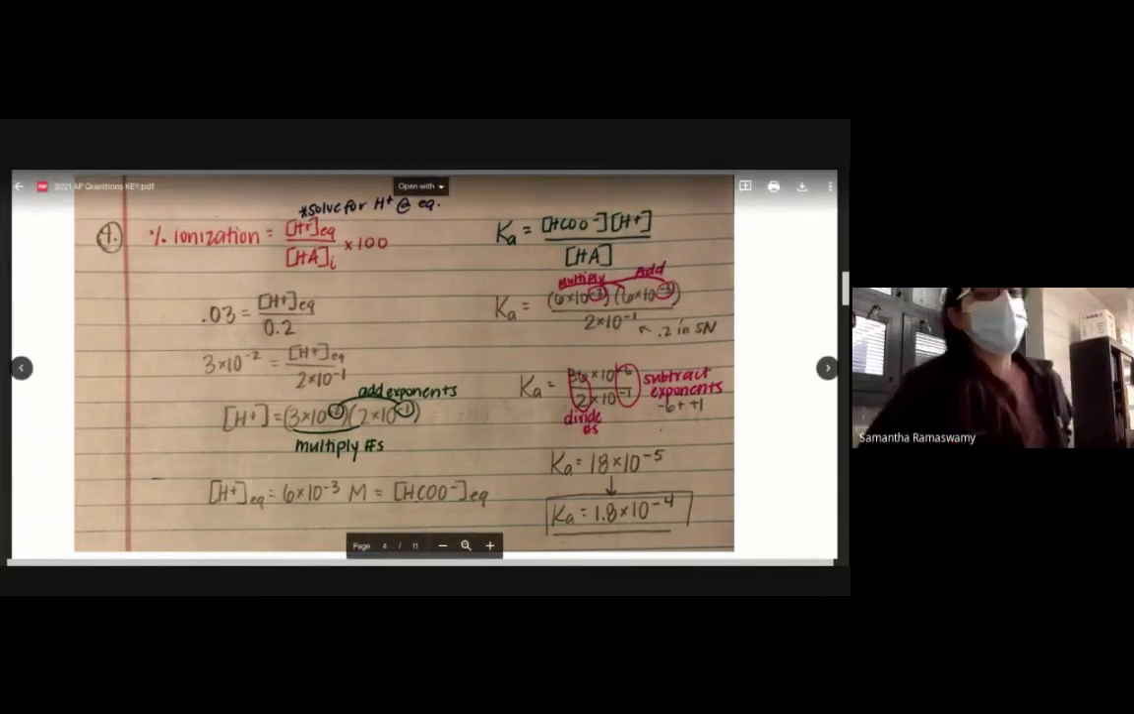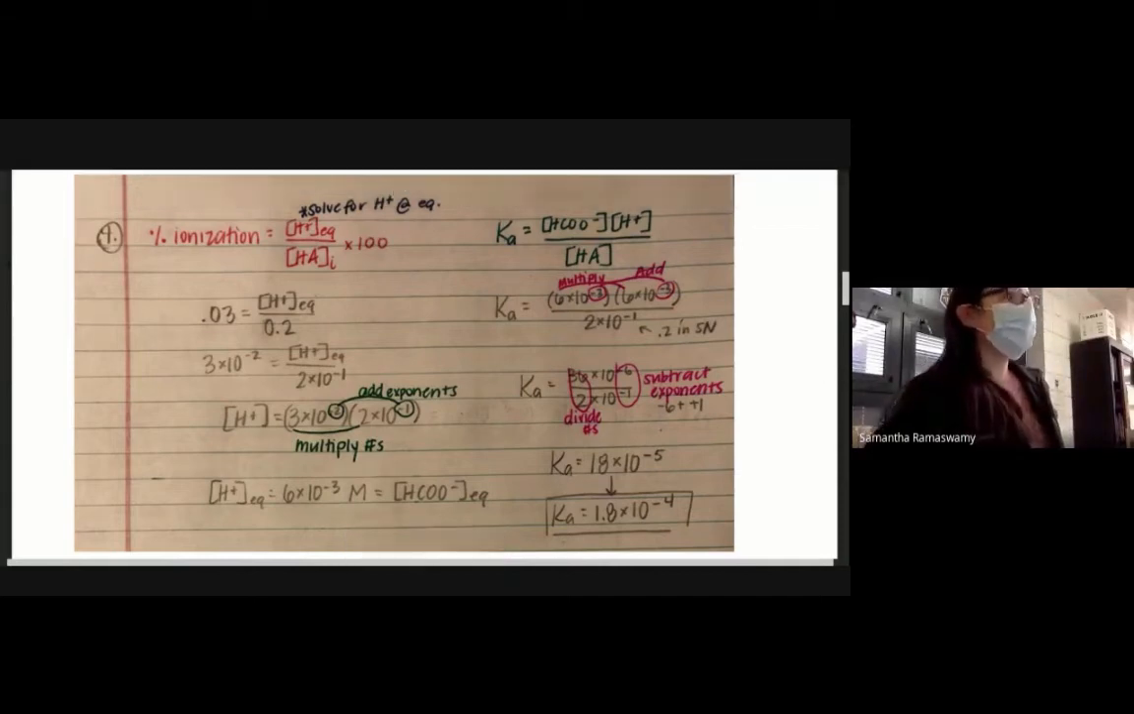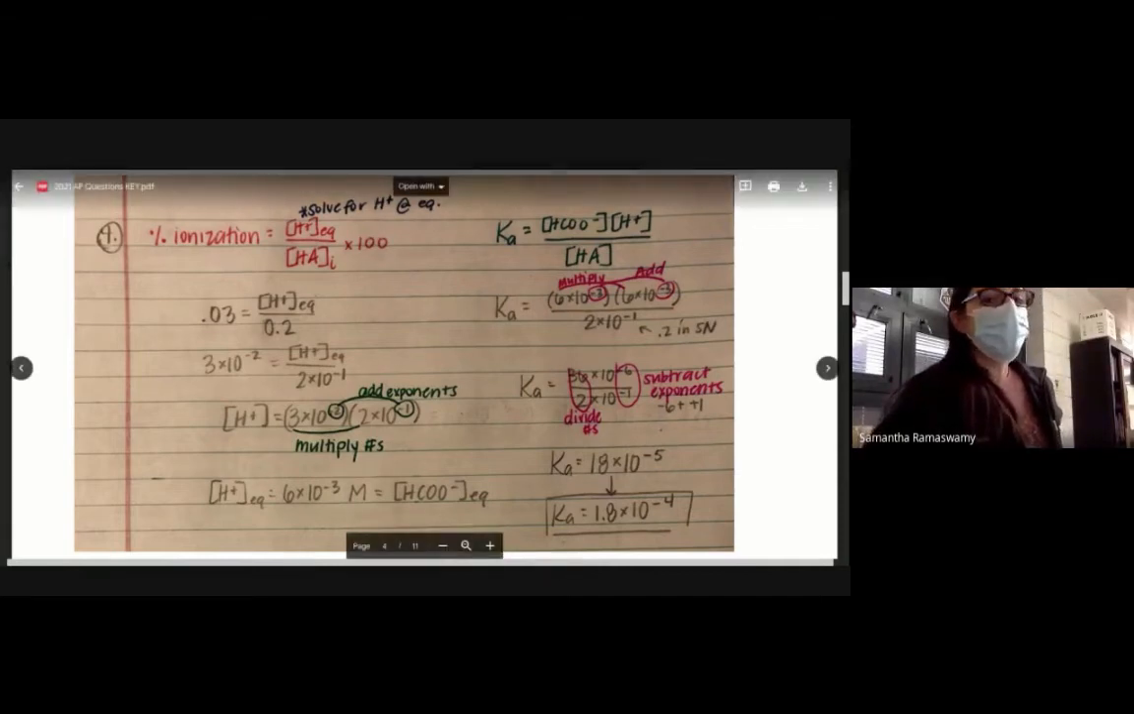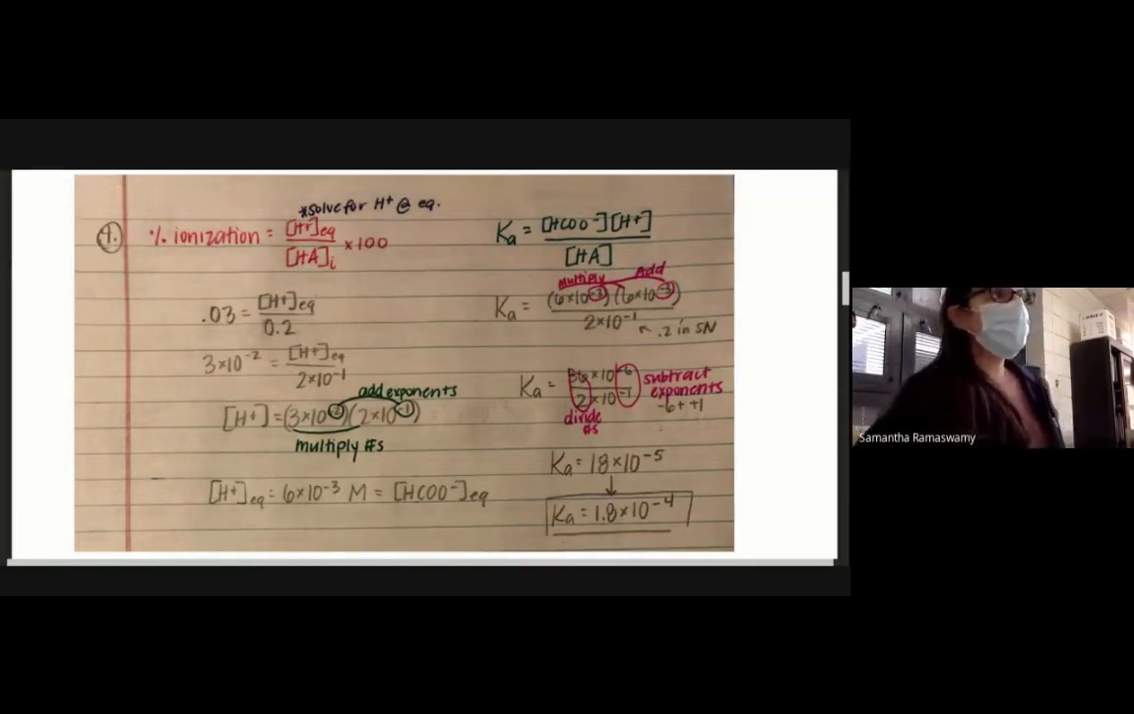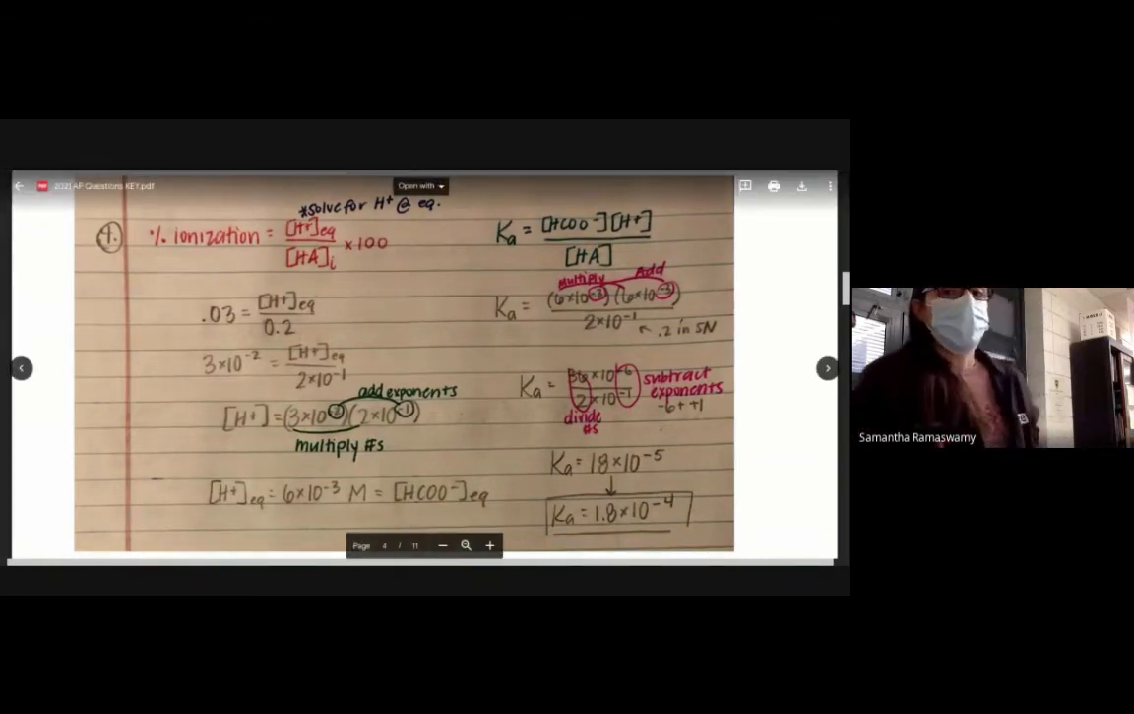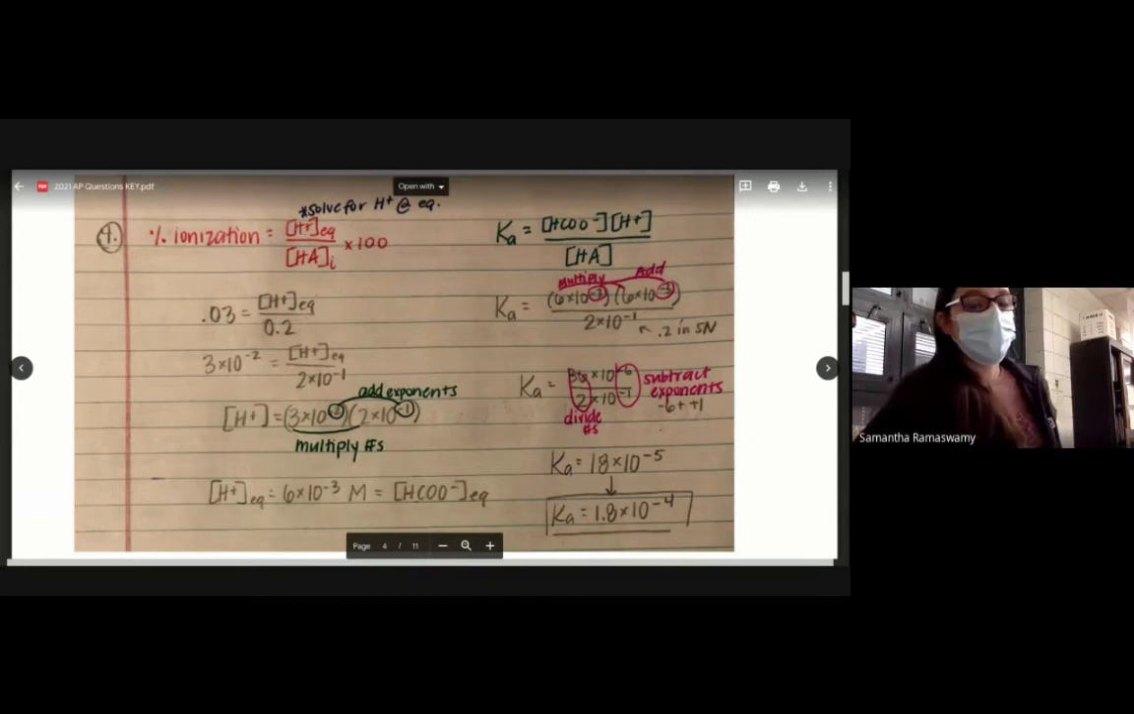The biggest thing with number 4 is that you had to use percent ionization and kind of go backwards. Remember that percent ionization is not on the equation sheet, but you need to know it. I guarantee you'll see a percent ionization question on the test, whether in the multiple choice or free response, at least one. So percent ionization is the H plus concentration at equilibrium over the initial concentration of the acid times 100.